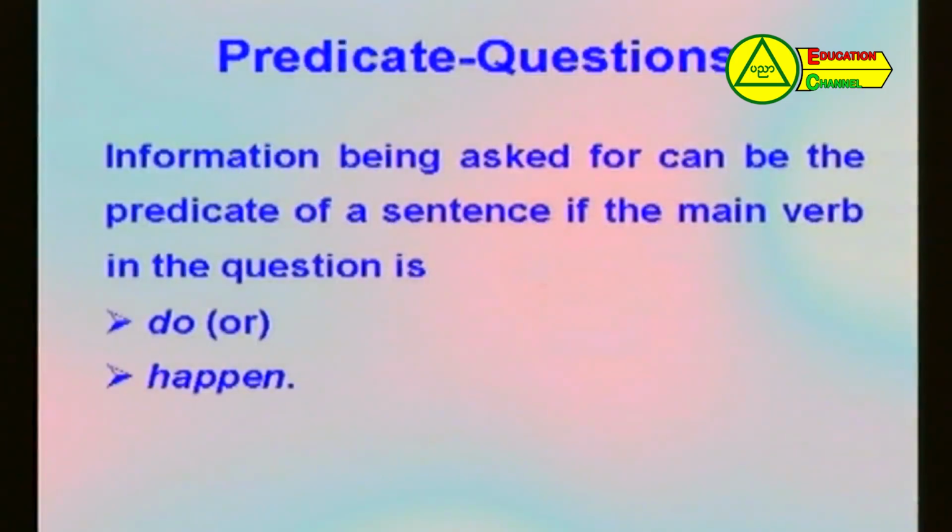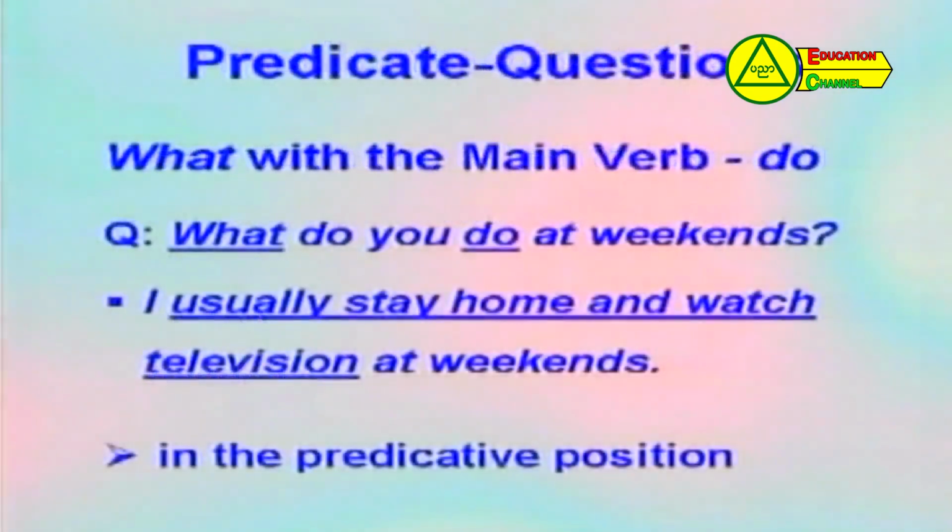Let's turn to predicate questions. The predicate is a part of a sentence containing a verb. The information being asked for can be the predicate of a sentence if the main verb in the question is do or happen. Let's look at the example with the main verb do. What do you do at weekends? The simple answer to this question is, I usually stay home and watch television at weekends.